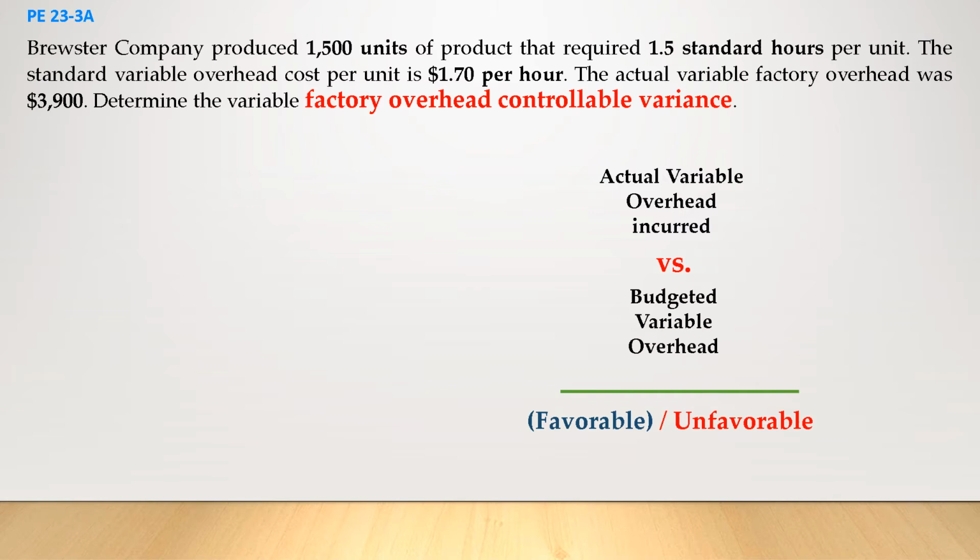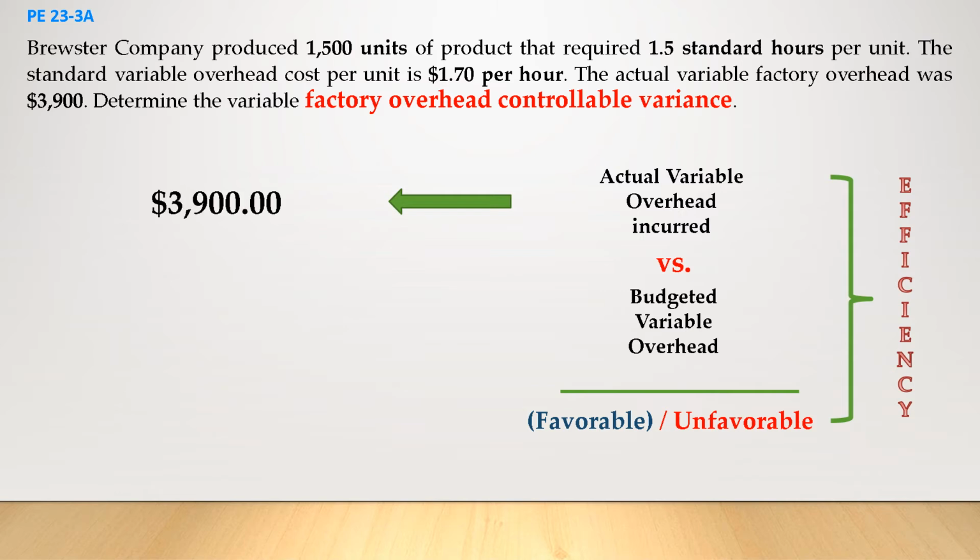For what reason and purpose? Why do we need to measure and determine the controllable variance of the said factory overhead? It is simply because through this measurement, we will be able to know the efficiency of the usage of the factory overhead resources. The managers of the businesses will be rated on how efficient and effective they are in managing these resources.